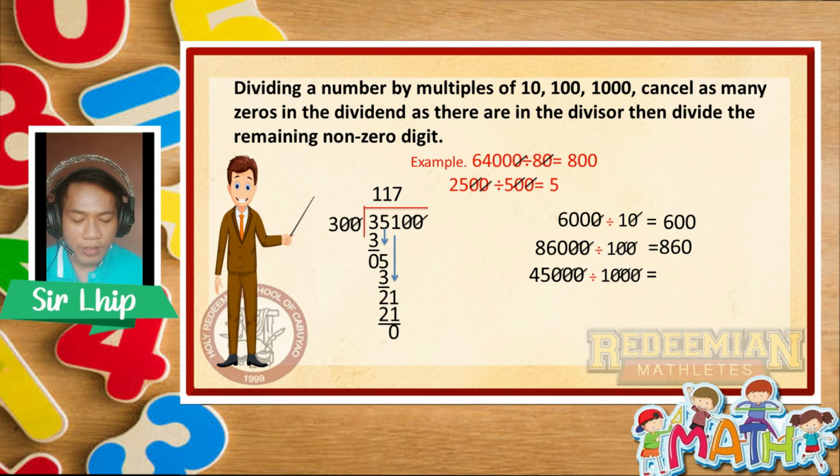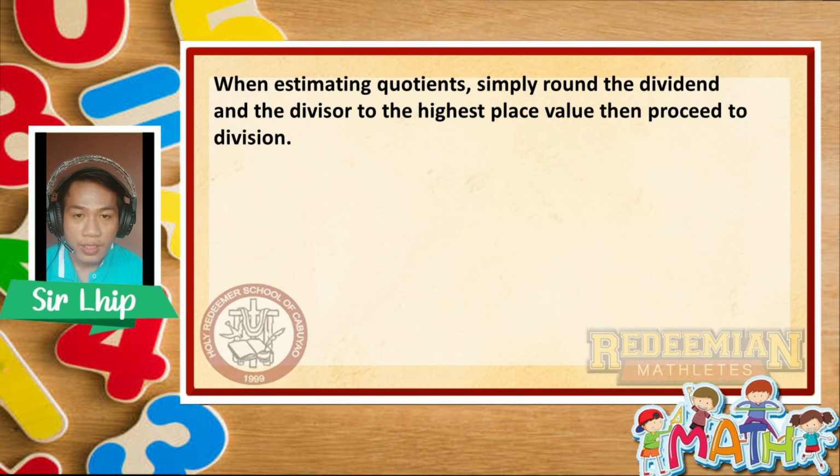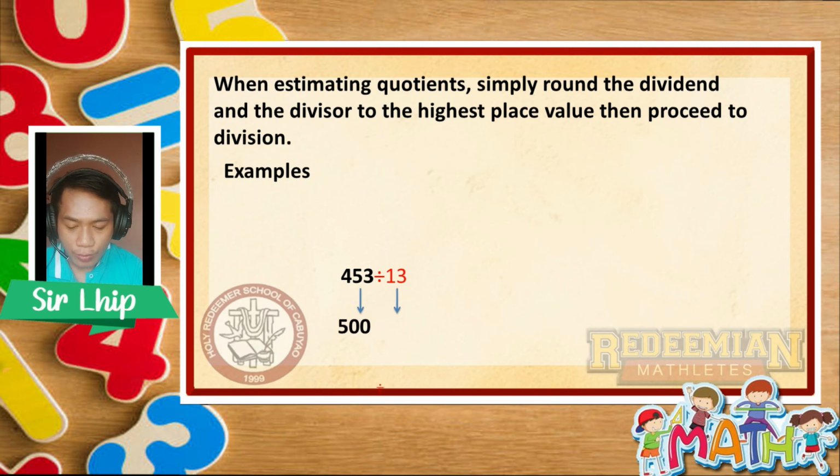When estimating quotient, simply round off the dividend and the divisor to the highest place value, then proceed to division. 453 divided by 13: 453 becomes 500 and 13 becomes 10. Then cancel 0. 500 divided by 10 becomes 50 divided by 1. So 50 divided by 1 equals 50.